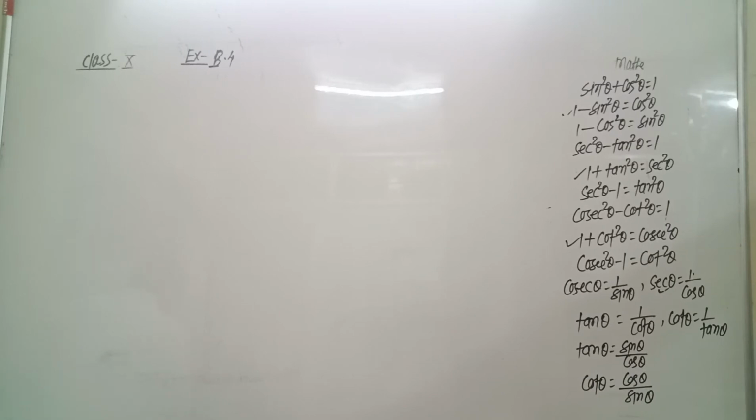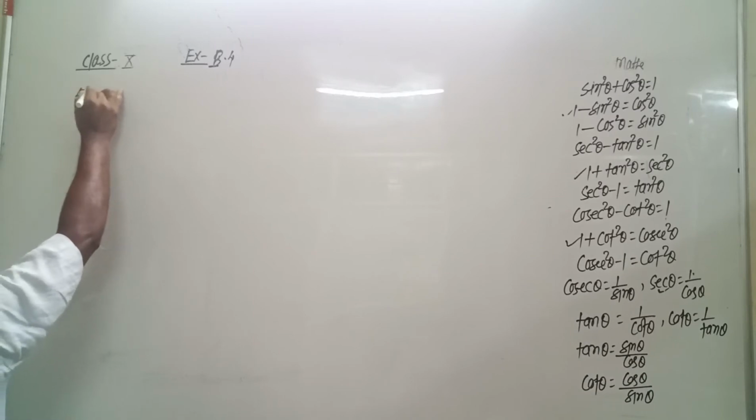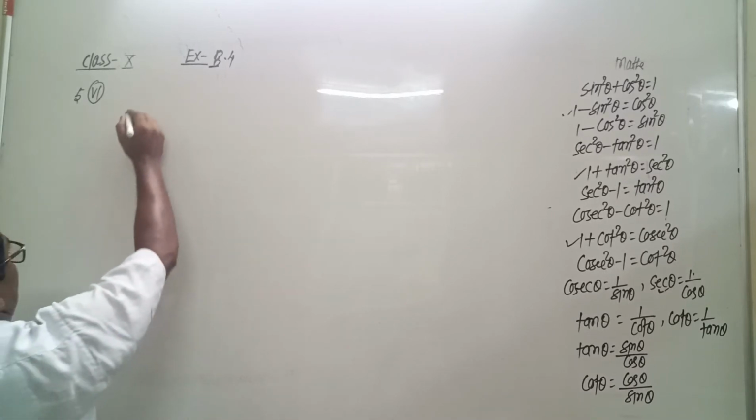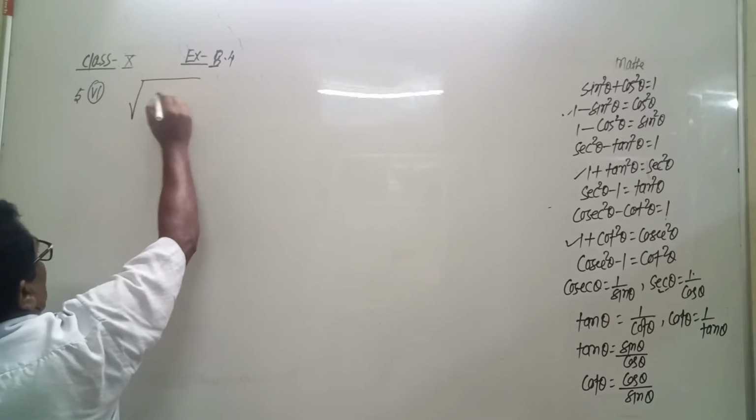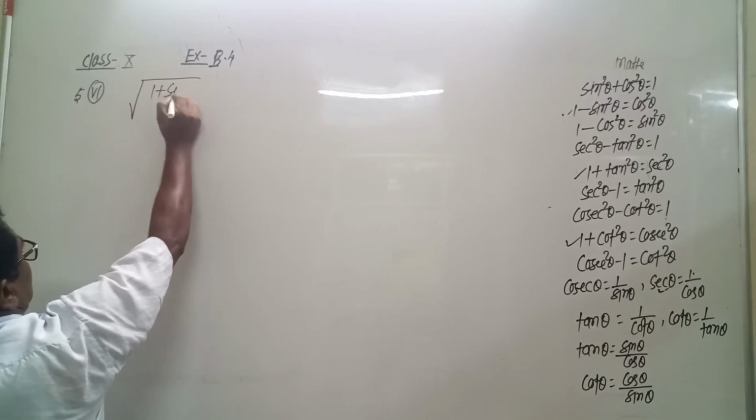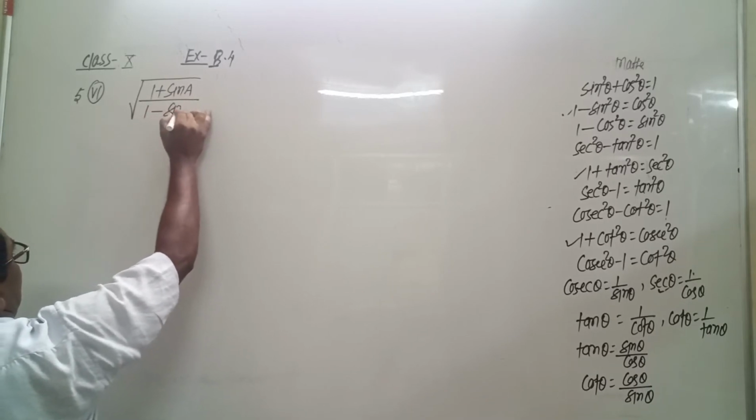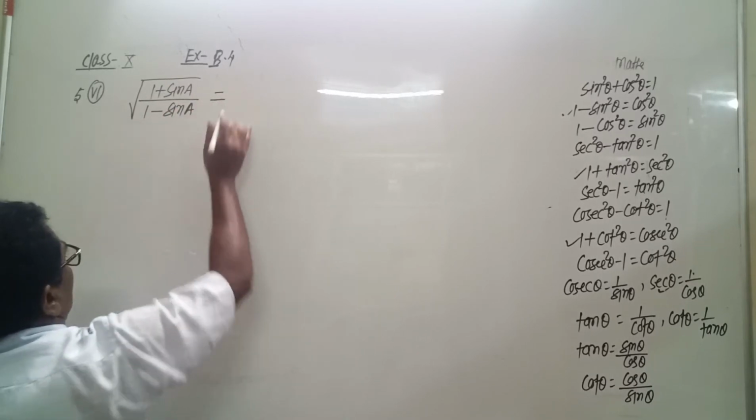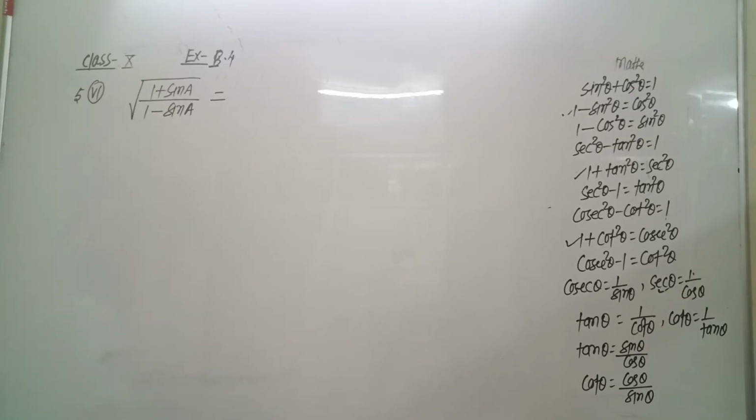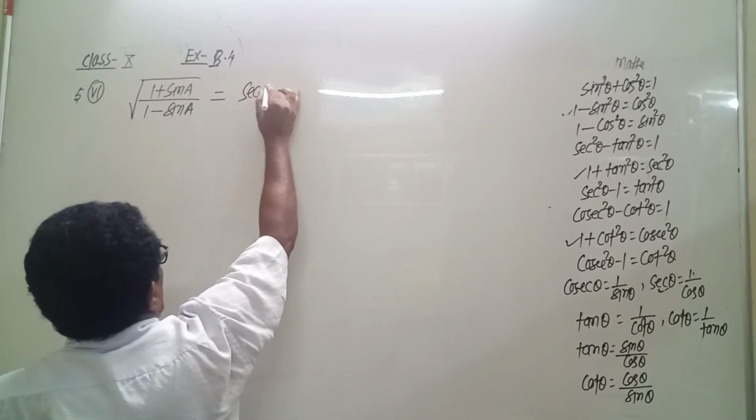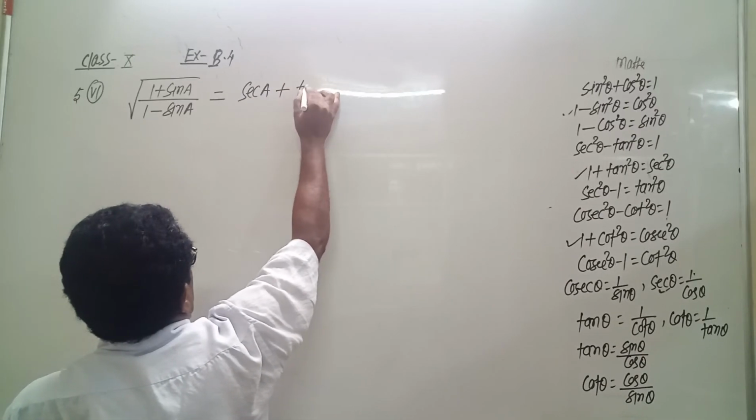Now the sixth part of question number 5. Square root of (1 plus sine A) upon (1 minus sine A) is equal to sec A plus tan A.